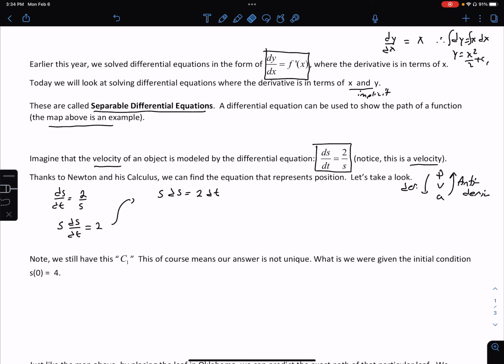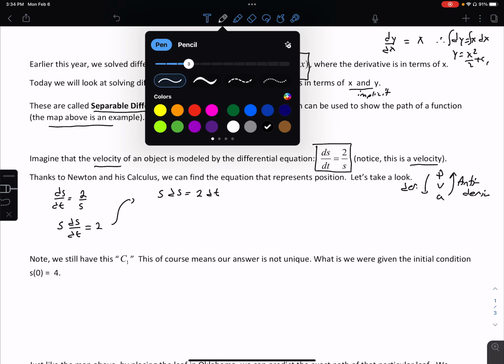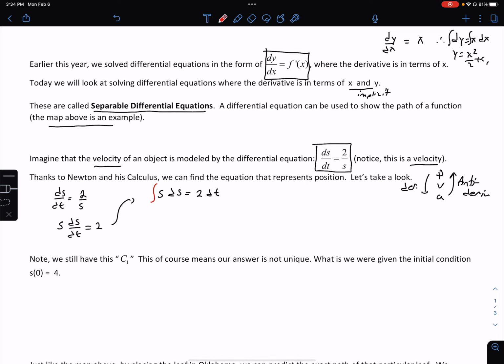And now comes the calculus part. I am now going to integrate these sides. If I integrate the s, and I'm going to integrate the 2. Now, when we integrate the s, it's with respect to s right there. So that's easy. That's just going to give me s squared over 2 equals, I know what you're thinking, you're forgetting your plus c. Hold on a minute.